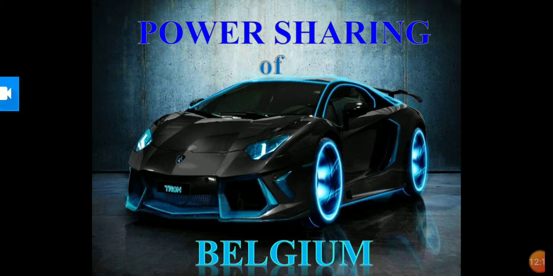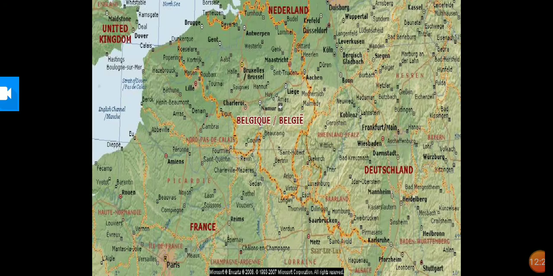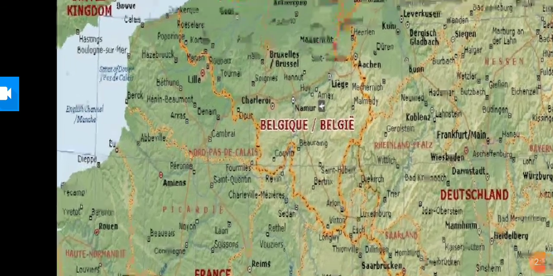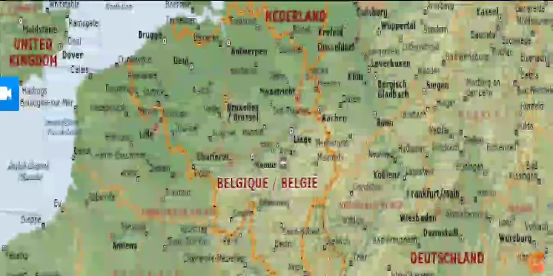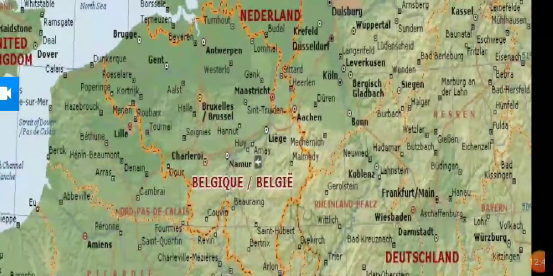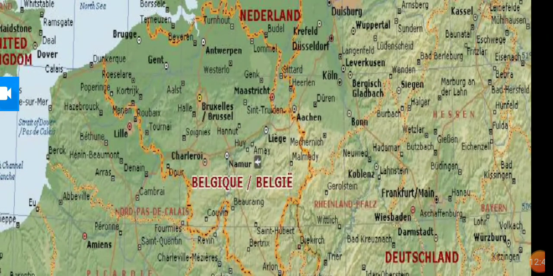So let us move on to the story of what happened in a country called Belgium. Here this is a beautiful story where you can understand the concept of power sharing in a better manner. Now let us see what is in store for us. So Belgium is a small country in Europe, smaller in area than the state of Haryana.